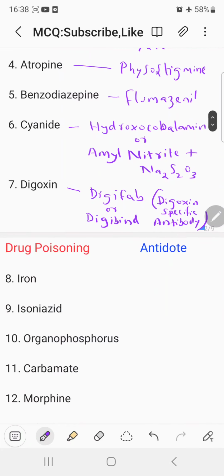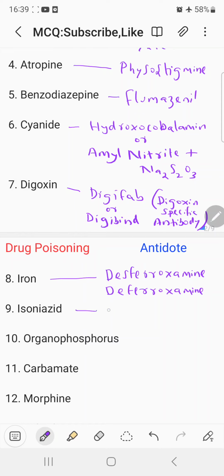Now coming to iron poisoning, the antidote is desferoxamine, or it's also called deferoxamine. Desferoxamine, also called deferoxamine, is the antidote for iron poisoning. Now in the case of isoniazid, the antidote is vitamin B6, which is also called pyridoxine.